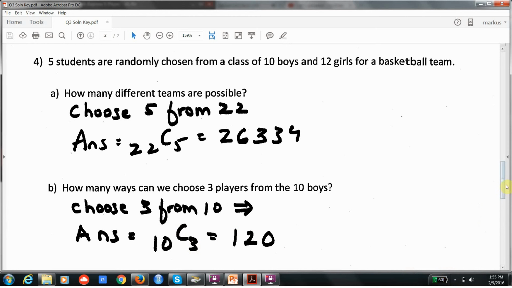Okay, now we're restricting ourselves to the 10 boys. Notice this is exactly like the candy problem. The boys are like the candy, the girls are like the gum. We're choosing 3 from 10, okay? Again, it's a combination for the same reasons. Order's not important. We're choosing without replacement. 10 choose 3 is 120. Put that in your calculator.